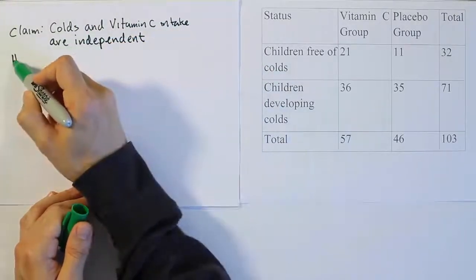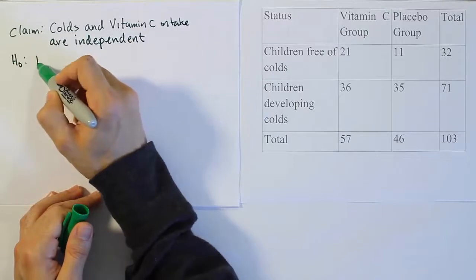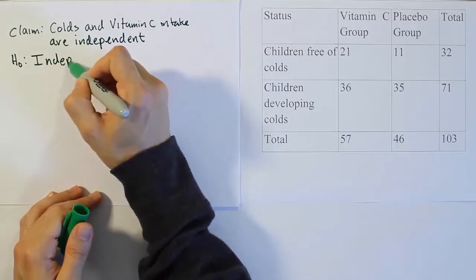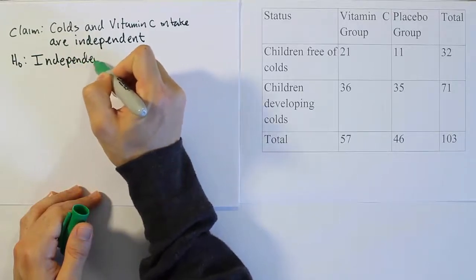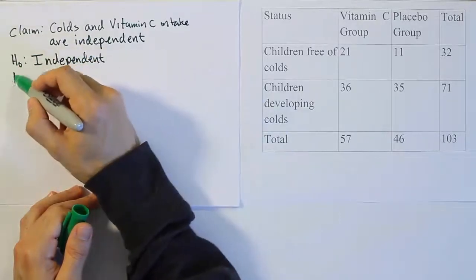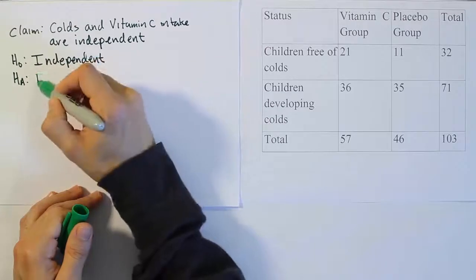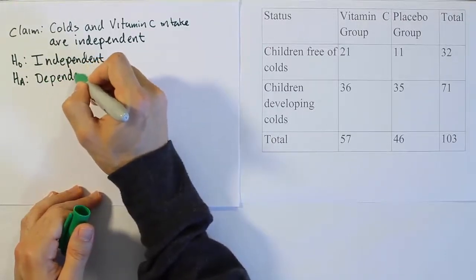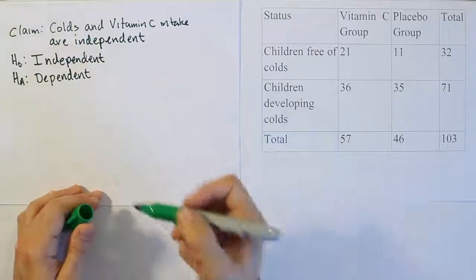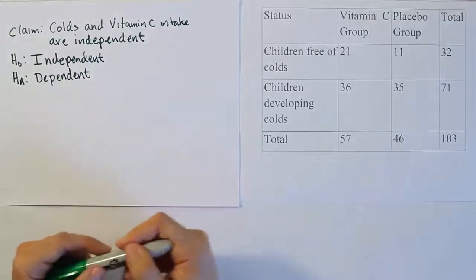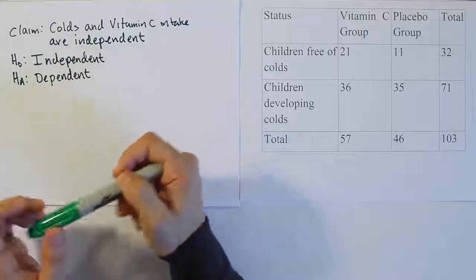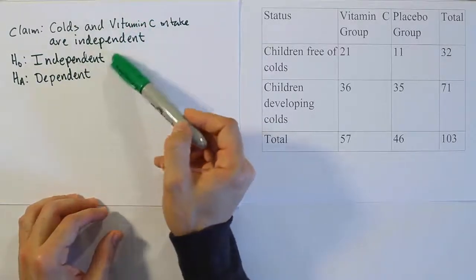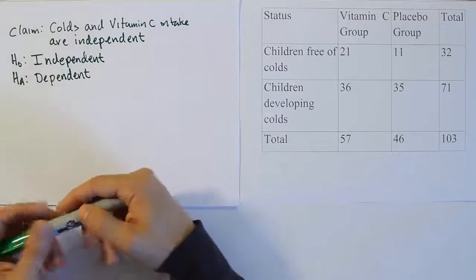Now, HO, of course, always is the claim of independent categories, so we're just going to write independent here. And for HA, we're going to say dependent, which is the opposite of independent, right? Okay, so there's our claim, our HO, and our HA. And remember, this HO and HA never changes. It's the same for all the problems. The claim can be either HO or HA, but basically it's talking about independence or dependence in each case.